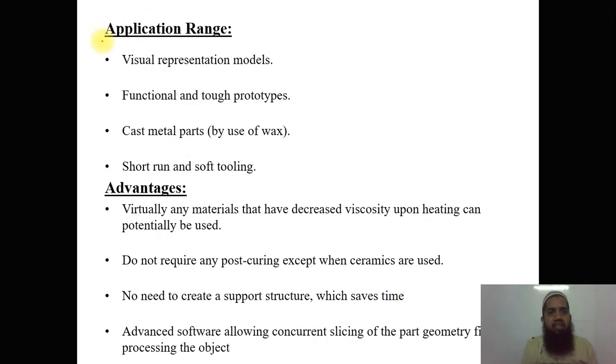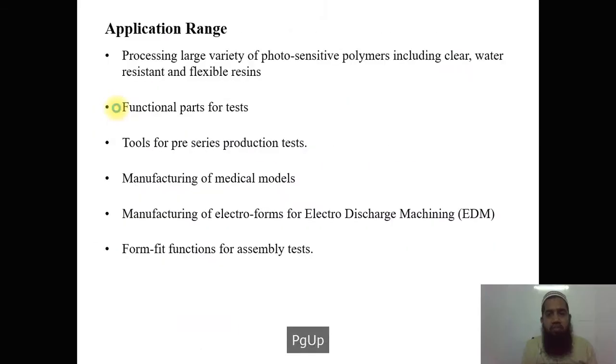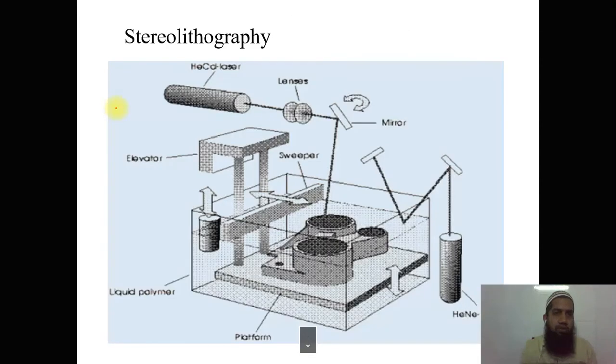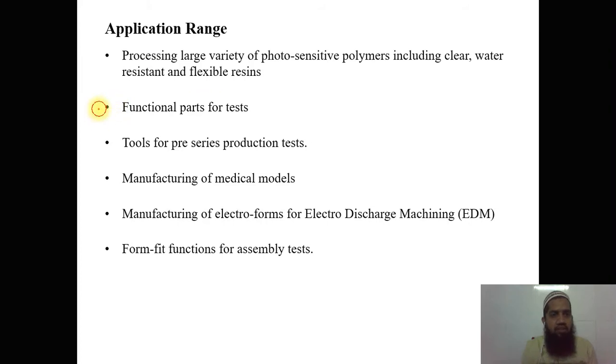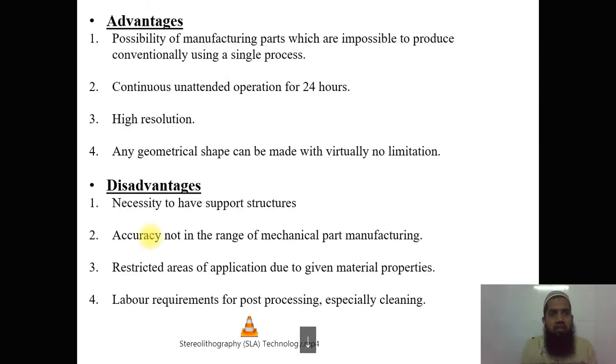Next we have the application range. What are the different types of application? The first application is the visual representation model. The second is functional and tough prototypes. We can make different types of functional and tough prototypes in this case also. We are making different types of tools for production tests, and manufacturing different types of medical models, as we do with stereolithography.